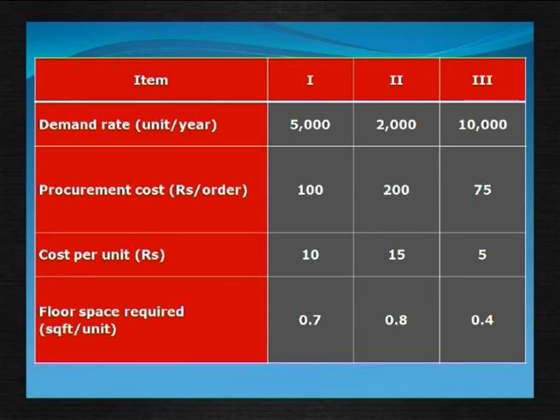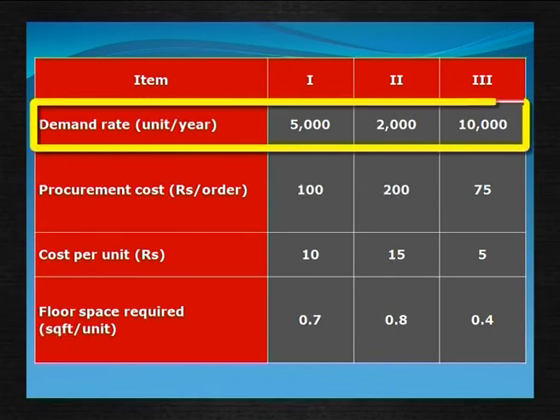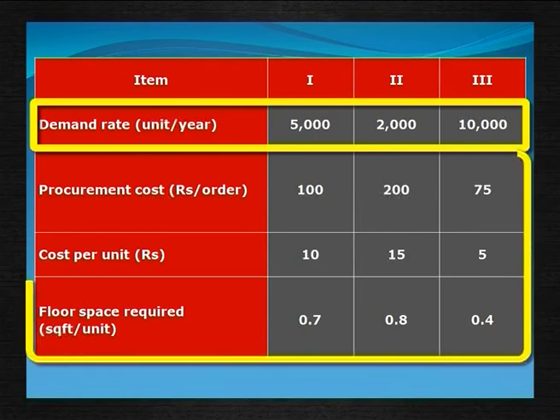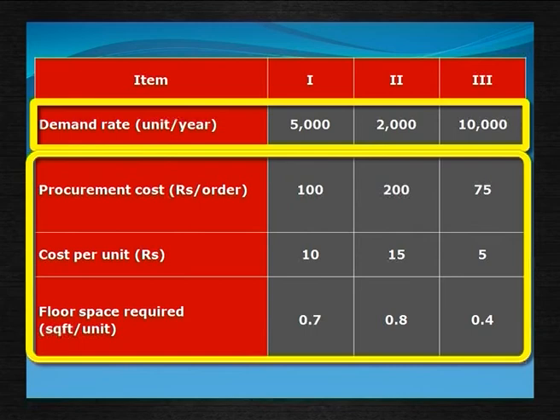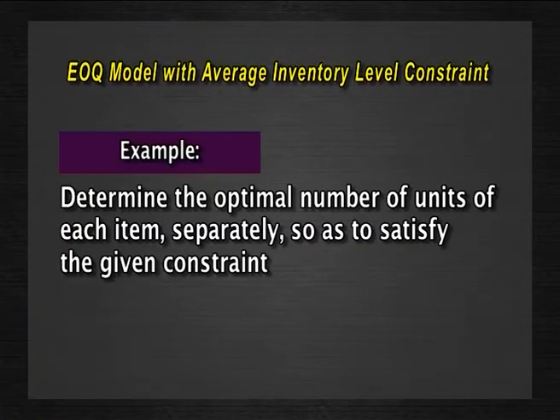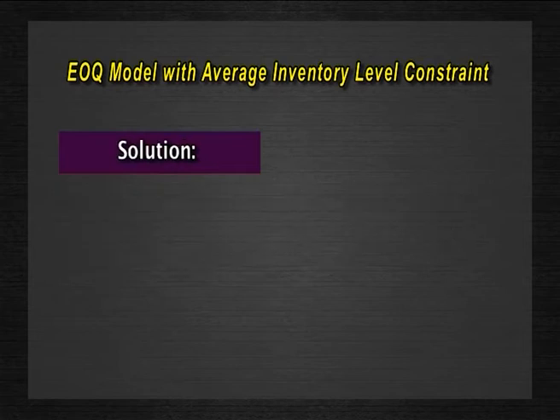In the following table, the second row indicates the demand rate of the 3 machine parts. The third, fourth and fifth rows indicate the procurement cost, cost per unit and floor space required for the 3 machine parts respectively. Determine the optimal number of units for each item separately so as to satisfy the given constraint. Coming to the solution, compute the values as done earlier.